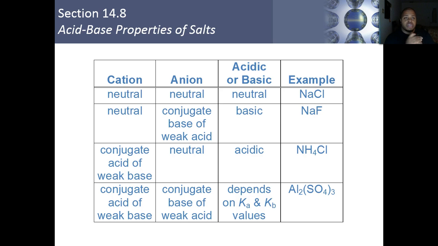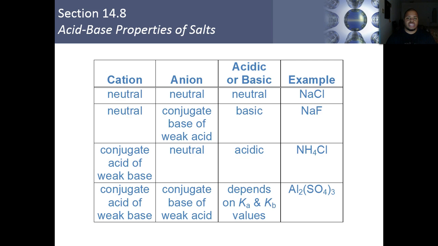Now, just as an overview that you can look at: if the cation is neutral and the anion is neutral, most likely the salt is neutral, which means we're dealing with something like NaCl, something very simple like that. If we have a neutral cation with a conjugate base of a weak acid, like sodium fluoride, that means the solution is going to be basic as a result of adding it, and it gives the example there. With the conjugate acid of a weak base, we're looking at NH4, and with a neutral anion, it's going to be acidic, and then we go from there.